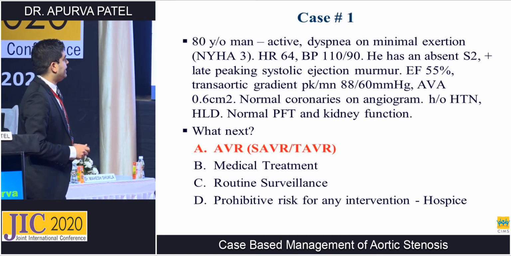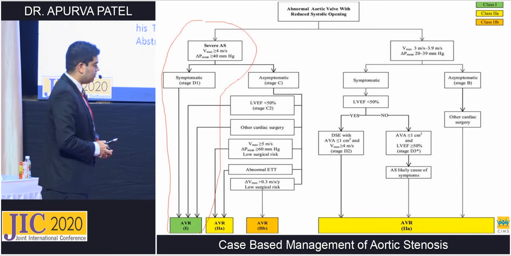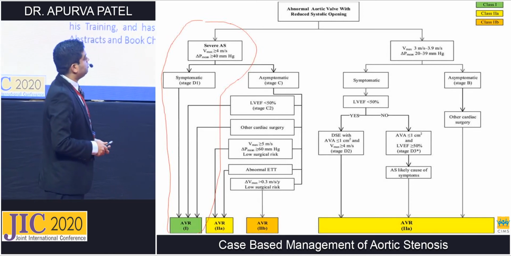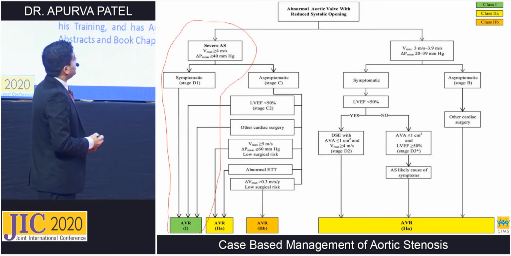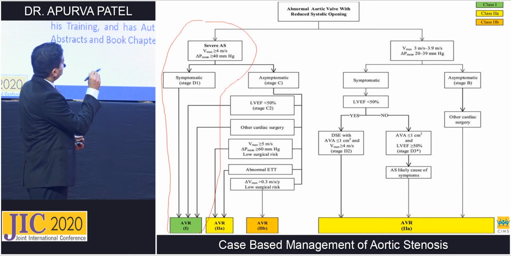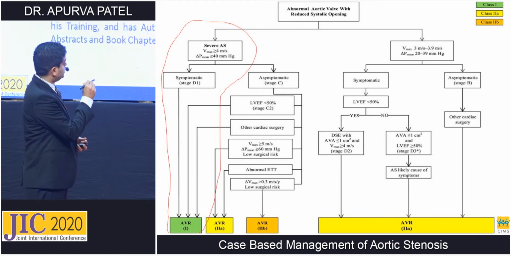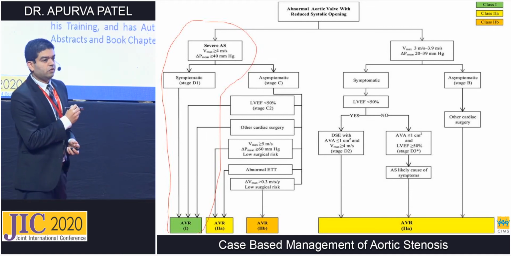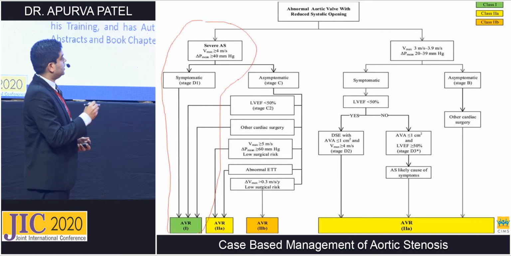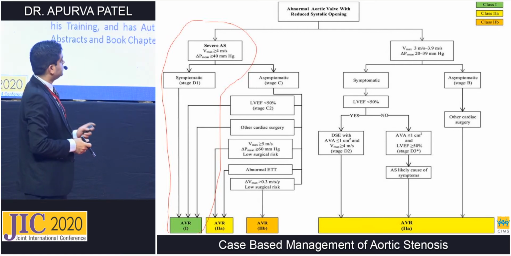Okay, so AVR is the right answer here. This is the guideline chart from the ACC guidelines that was published in 2014. We determined that you have abnormal aortic valve with reduced systolic opening. You have severe AS that was determined by the gradients and the velocity, and the patient is symptomatic. So this is a direct class 1 indication for aortic valve replacement. There is no mucking around anywhere else. This was a straightforward case of severe AS.